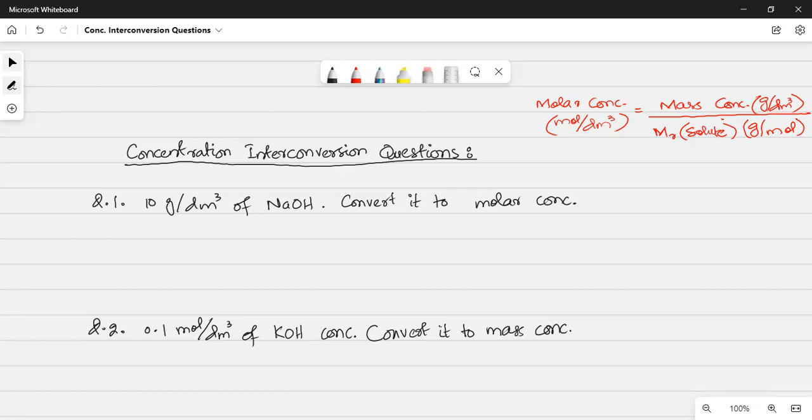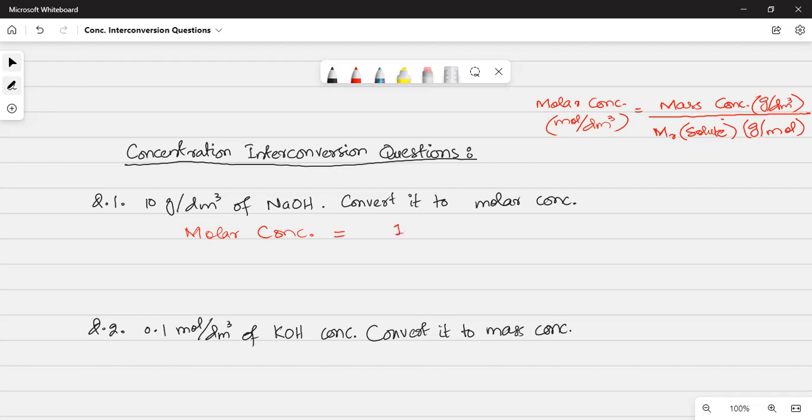So the first question, you are given this gram per decimeter cube value. NaOH, the name is given, you can easily find out the MR, and then you can divide these two values to get your molar concentration. Can you try it now? Why don't you go ahead and try it?